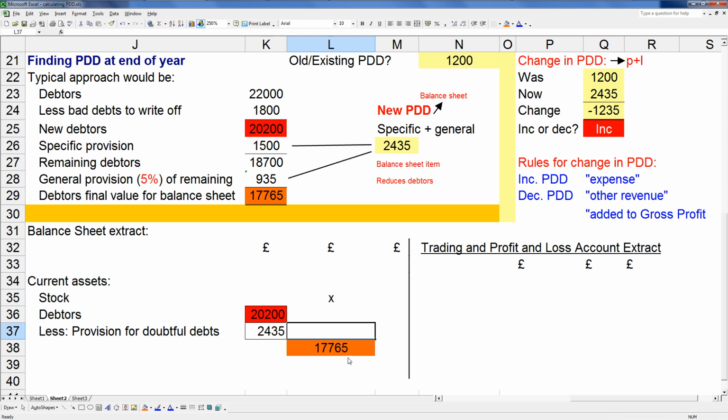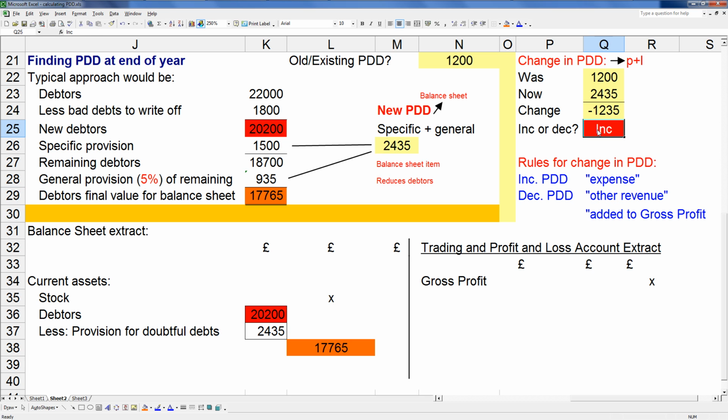Now currently it's an increase. Provisions increased by 1235 because of the numbers that I've used. So the rule there is it'll be an expense. So okay, where'd that go? Well, if you look at a previous podcast that I've put on there, you can see a very detailed pro forma of the income statement, the trading profit account, and you can see there the expenses, and you probably know it by now as to where it would go.